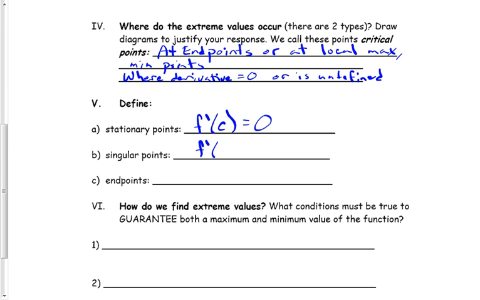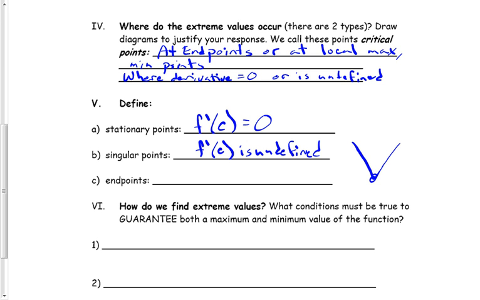Singular points are places where f prime of c is undefined. Now that seems a little bit weird here, but there's a really nice classic example of a place where the derivative is undefined, where there is a minimum value, and that's on the absolute value graph. That is a singular point. We haven't defined it as such, but it is now a singular point because the derivative is undefined, but it also happens to be a minimum value for that function, for obvious reasons, right?